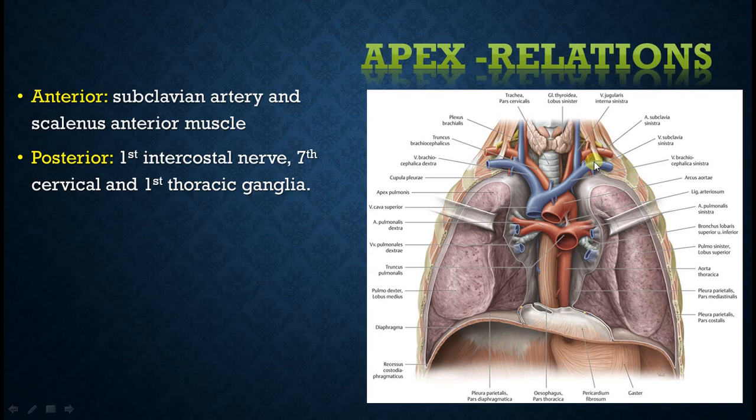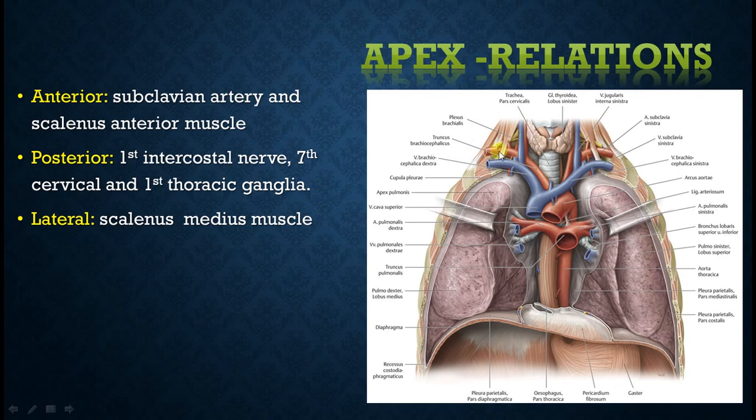So these are the relations posteriorly, which is again the same for the right side and the left side. Mainly it is related to the sympathetic trunk, superior intercostal vein, posterior superior intercostal artery, first posterior intercostal vein, and then your thoracic sympathetic chain. Laterally, as I told you, it is the scalenus medius muscle.